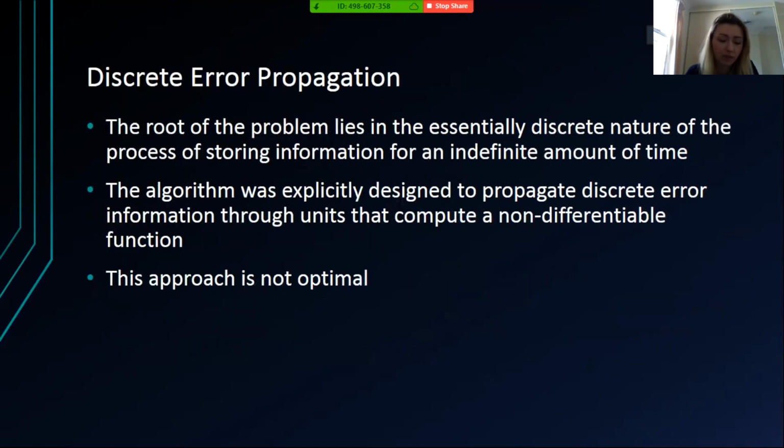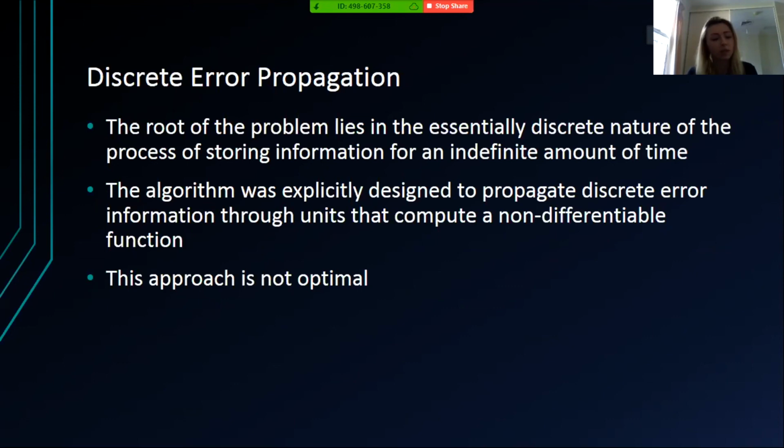Okay, the next one is discrete error propagation. So far, the analysis suggests that the root of the problem lies in the essentially discrete nature of the process of storing information for an indefinite amount of time. The gradient backpropagated through time vanishes when the system stays in the same stable state for several time steps. So we would like to recover some error information at a time when the input made the system reach that stable state. This algorithm was explicitly designed to propagate discrete error information through units that compute non-differentiable functions instead of propagating a gradient through differentiable units.